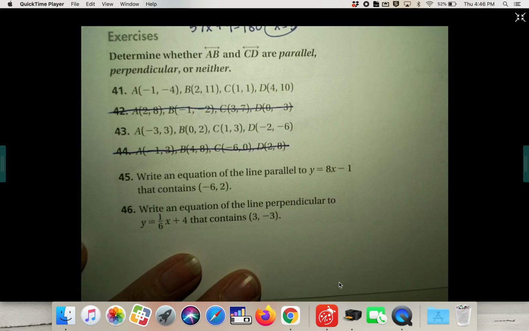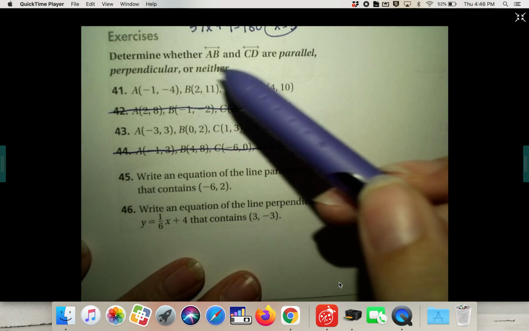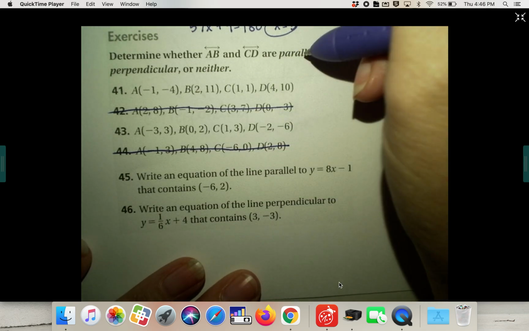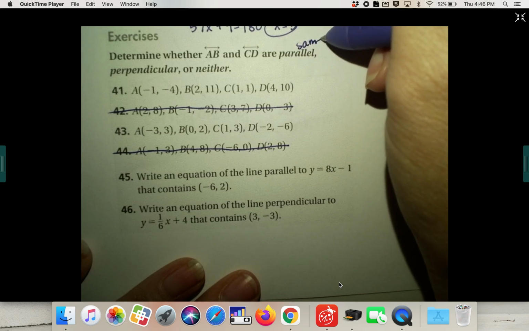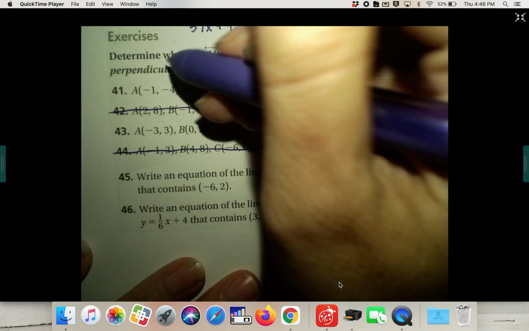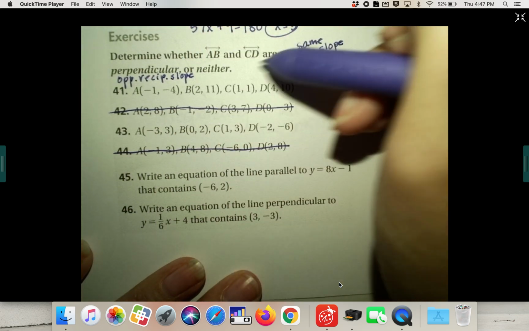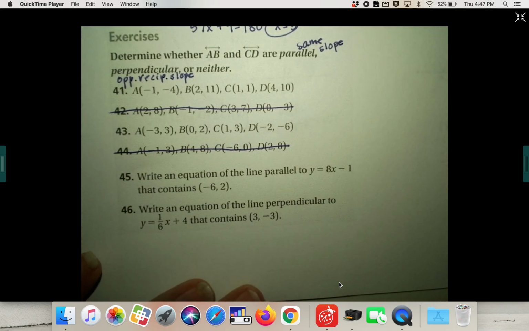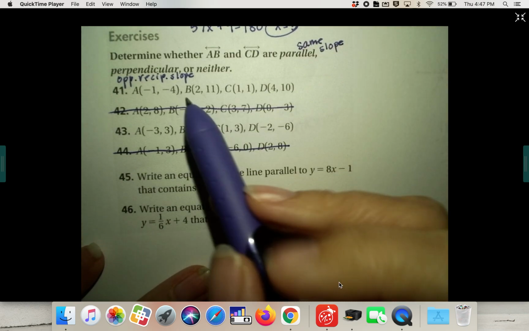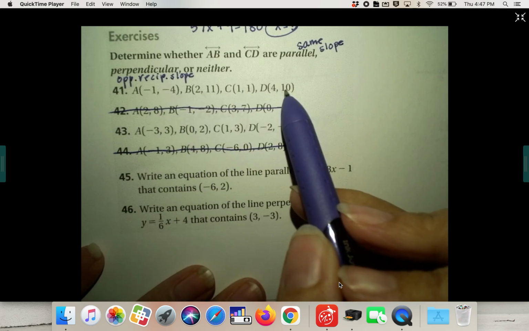AB and CD are lines. We need to find if they're parallel, perpendicular, or neither. Parallel, remember, would have the same slope. Perpendicular, remember, would have opposite reciprocal slopes. And then neither would be, obviously, if the slopes have no relationship. So let's find the slope of AB and the slope of CD.